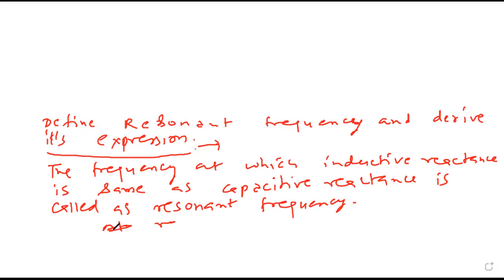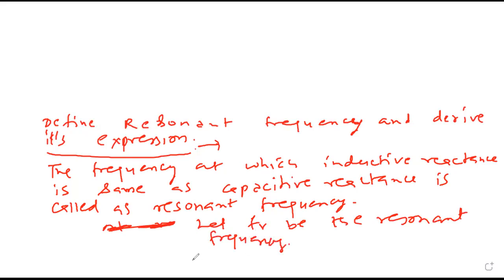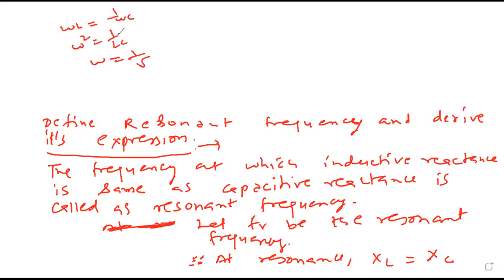Now let fR be the resonant frequency. Since at resonance, inductive reactance is the same as capacitive reactance, XL equals XC. So omega L is 1 upon omega C. Omega square is 1 by LC. Omega is 1 upon root LC. 2 pi fR is 1 upon root LC. So the resonant frequency is 1 upon 2 pi root LC. Write this much.